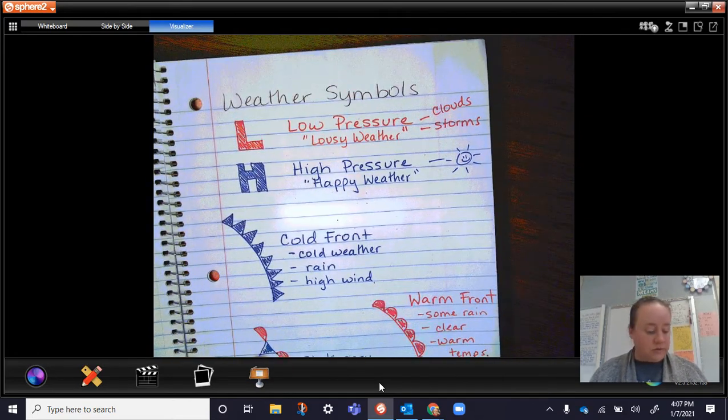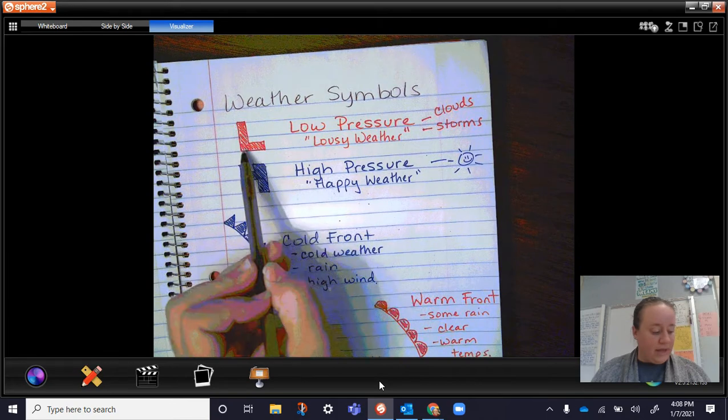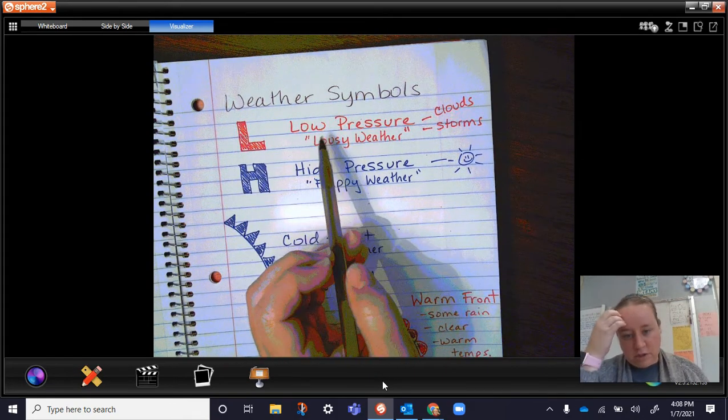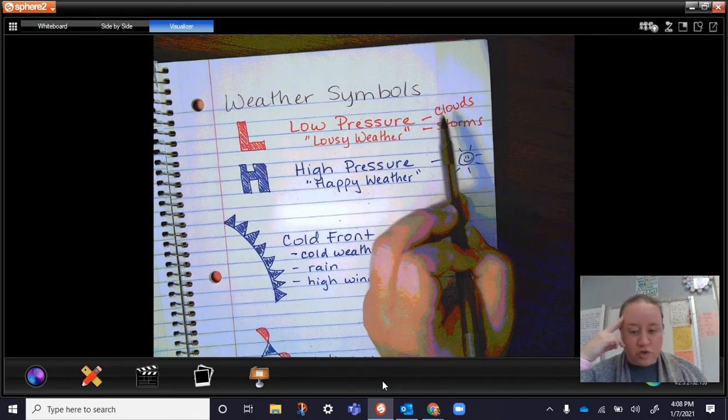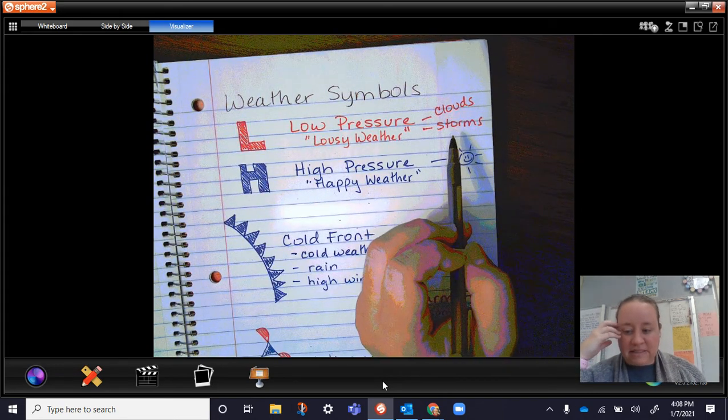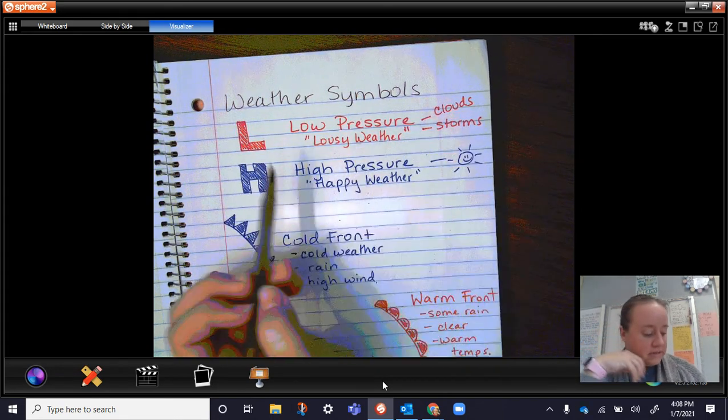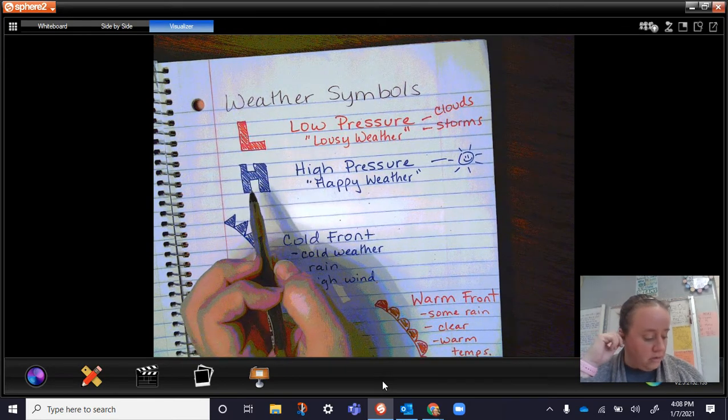And so we put these weather symbols. When we see the red L, it stands for low pressure. Low pressure, I remember L for lousy. There's storms, there's clouds, it's lousy. You don't want to go outside. It's not enjoyable weather to be out in.